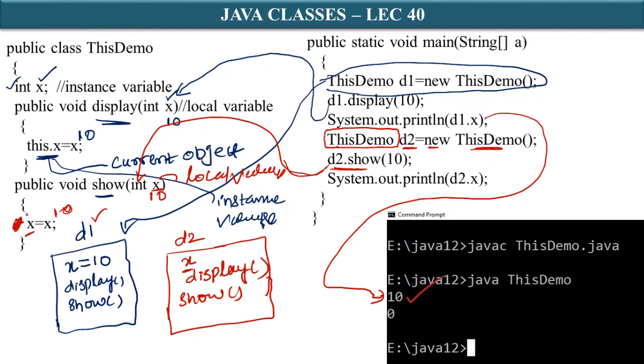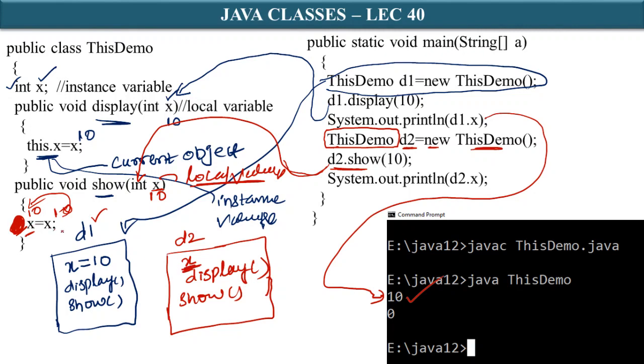What does it mean? This 10 will be copied to X. This 10 will be copied to which X? It is copied to the local variable X. Let me specify again and again: here I am not saying this dot X. This dot X means it refers to the current object. As I am not saying this dot X, it is not this X.